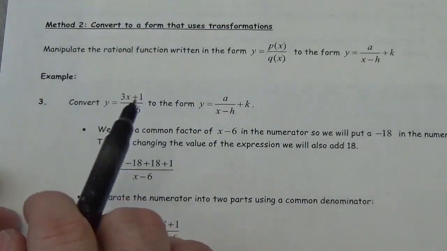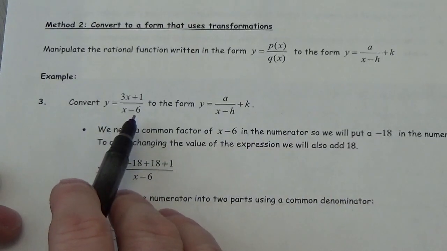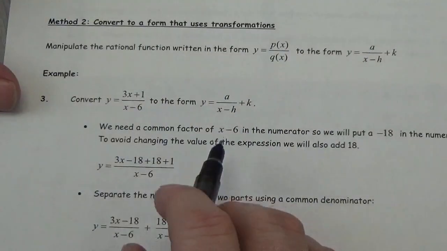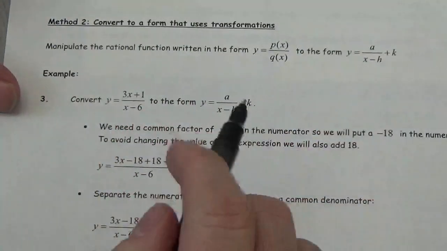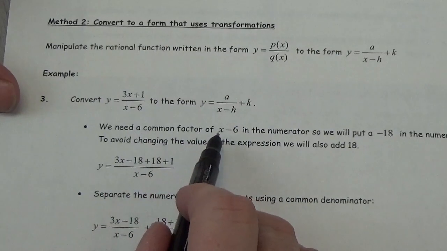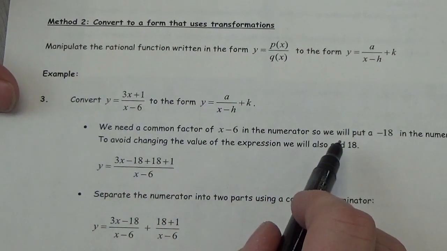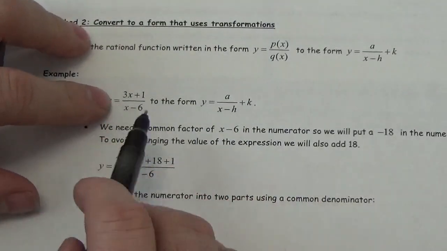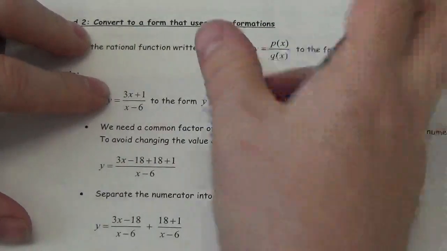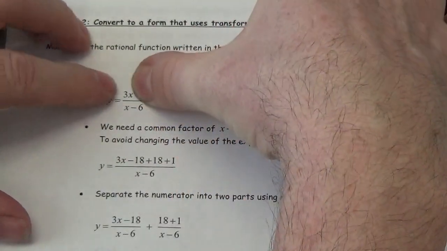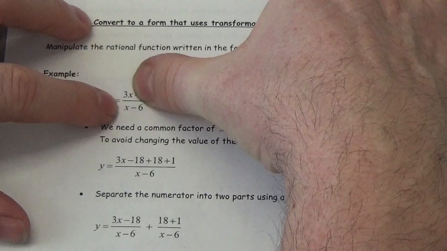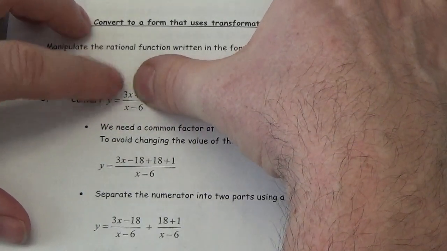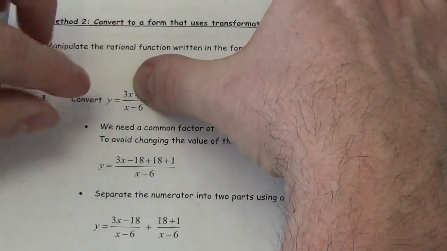So we're going to take 3x plus 1 over x minus 6, and we're going to convert it into this form right here. Now what I need for this to work is a common factor of x minus 6 in the numerator. So I need to be able to find an x minus 6 up here in the numerator. Well, I've got a 3x right there, so don't worry about the 1 right now. I've got a 3 in front of the x here, so if I wanted to have a common factor of x minus 6 in numerator and denominator, I would need to have a negative 18 in the numerator.